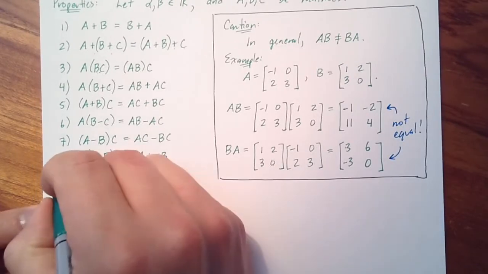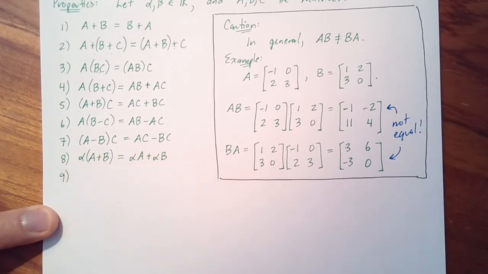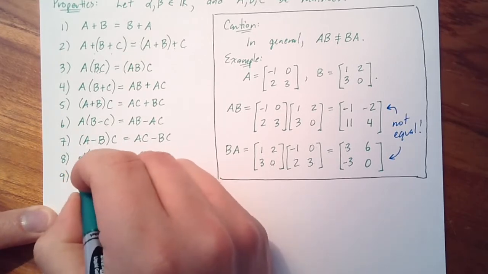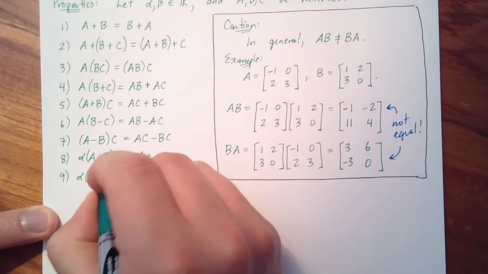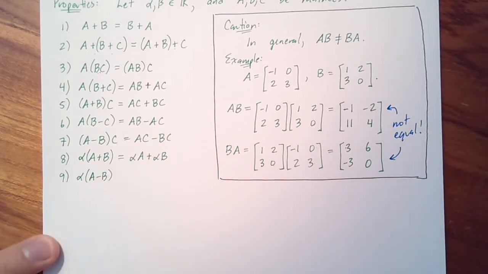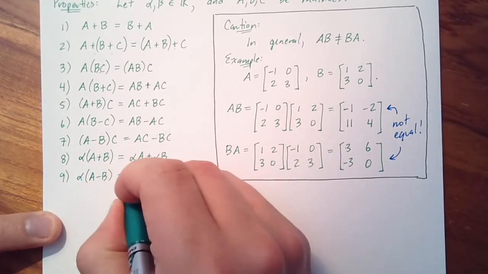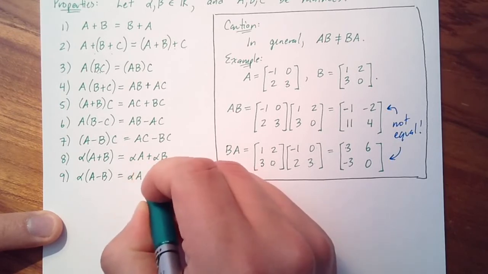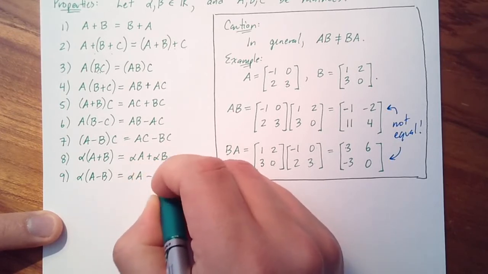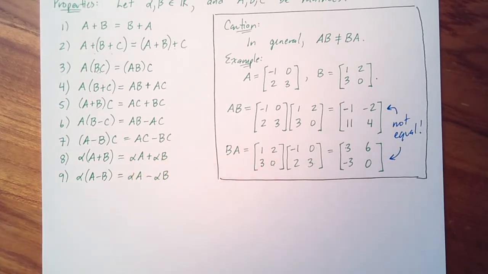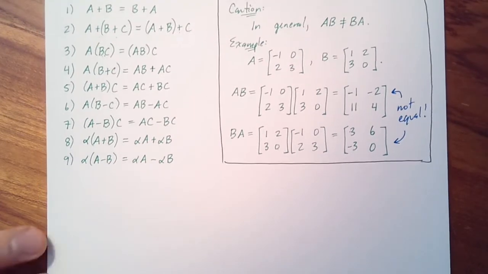For number 9, it just says the same thing happens with subtraction. If I have a scalar alpha and I want to multiply it by the difference, A minus B, another option is I could just multiply both A and B by the scalar alpha and then perform the subtraction afterwards. So that's the ninth property.